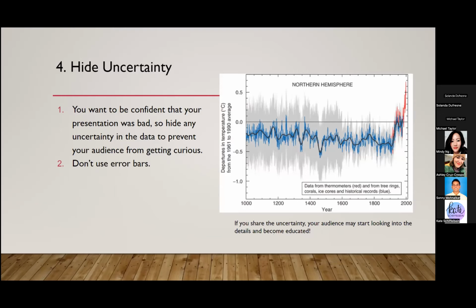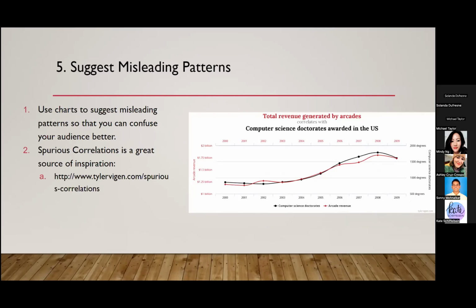So if you hide uncertainty, you reduce the opportunity for people to get curious. If you include lots of uncertainty ranges or error bars, your audience may get curious and start looking into things and come away more educated than they started, which is not what we want. So don't communicate uncertainty, because that may introduce ambiguity and people may actually come away with a nuanced understanding. Don't want that.